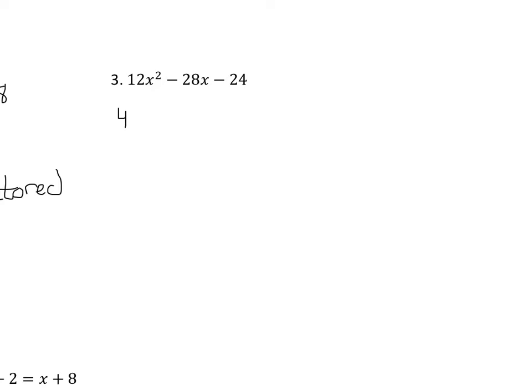So let's see what happens. If I factor out a 4, I get 3x squared minus 7x minus 6. So now, just looking at what's inside the parentheses, a is 3, b is negative 7, c is negative 6. So you have to think what multiplies to negative 18. If you need to, write that part down on the side here. Negative 18 adds to equal negative 7.